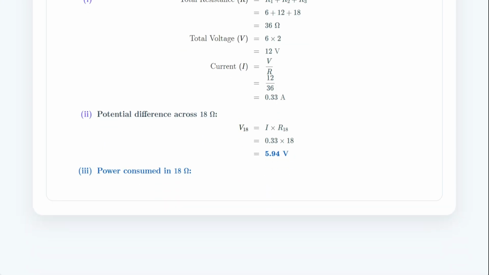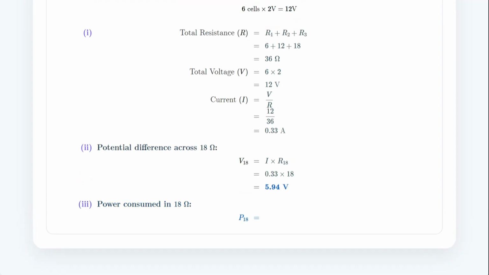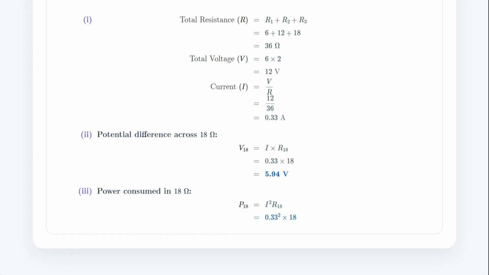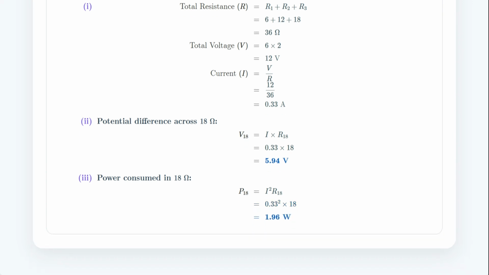Finally, the power consumed by this 18 ohm resistor. Power equals I squared R18, which is 0.33 squared times 18, yielding 1.96 watts.